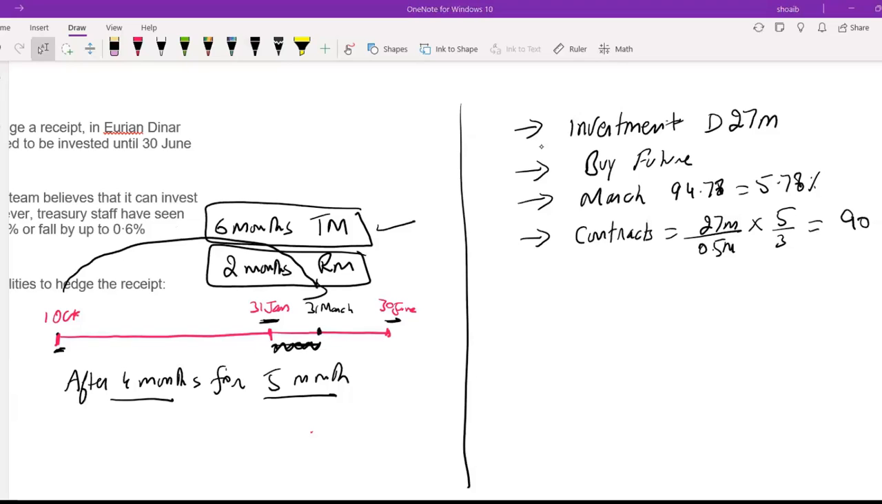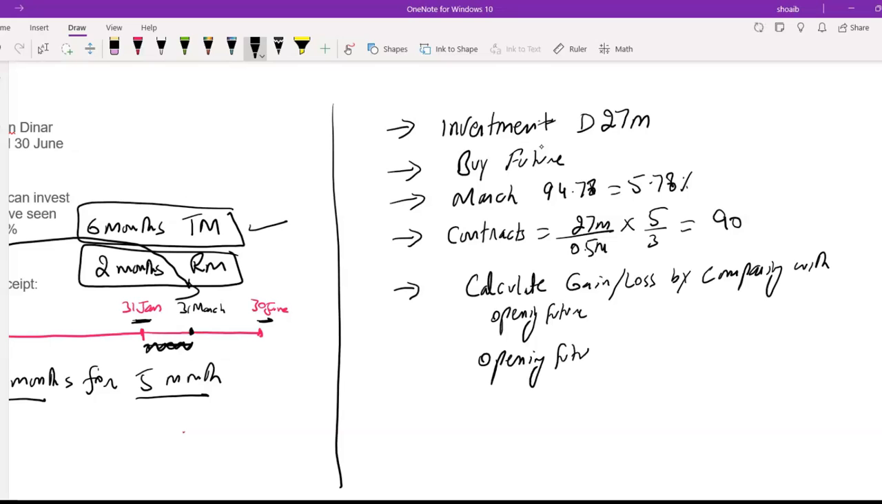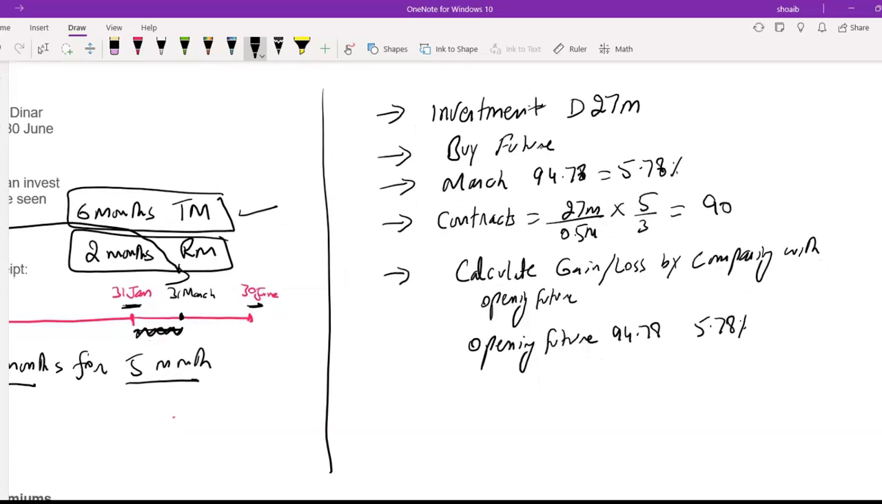Okay. Investment done, buy future done, March done, contracts given. So now let's compare it with opening future and calculate gain and loss. You have written opening future 94.78 or 5.78. And now you need closing future.